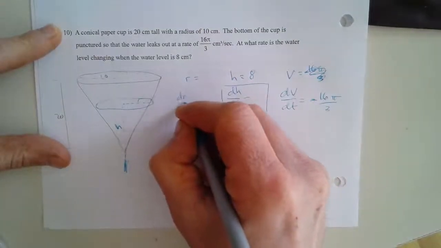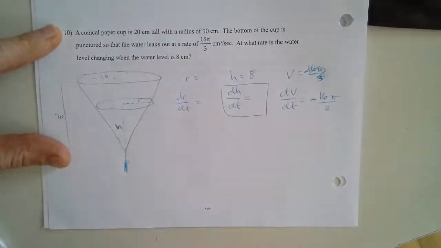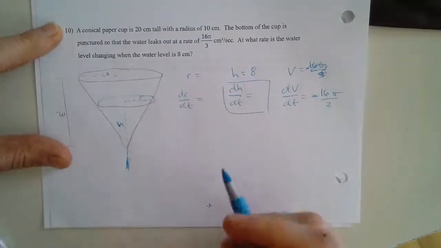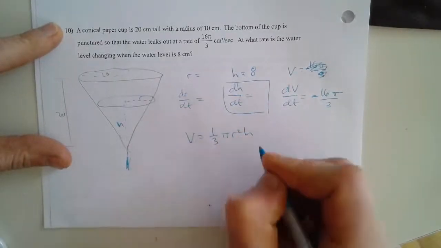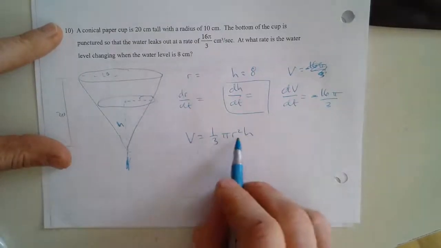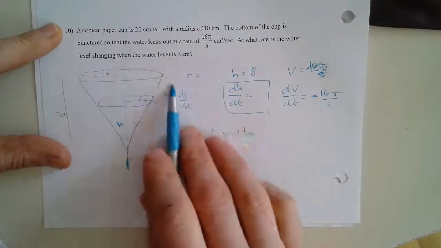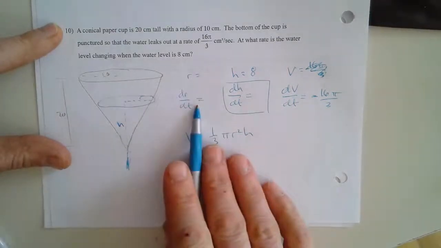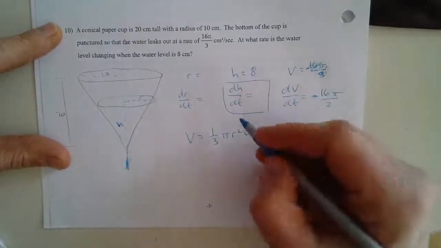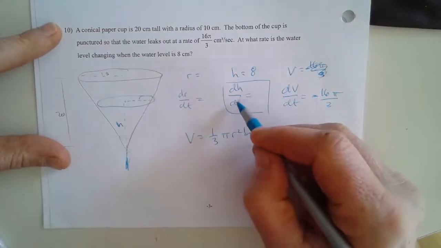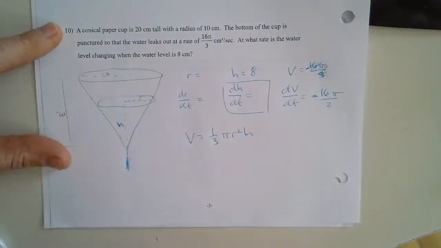We don't know how quickly the radius is changing, but really it doesn't matter because we're trying to find how quickly the height's changing. Our formula to relate all these: 1/3 pi r squared h. If I took the derivative here, I'd need product rule and I'd have dr dt in it, and I don't have any information about the radius, so I really just want to stick with the h's. That's why r needs to go: I need to find dh dt, and I don't have any information about dr dt.